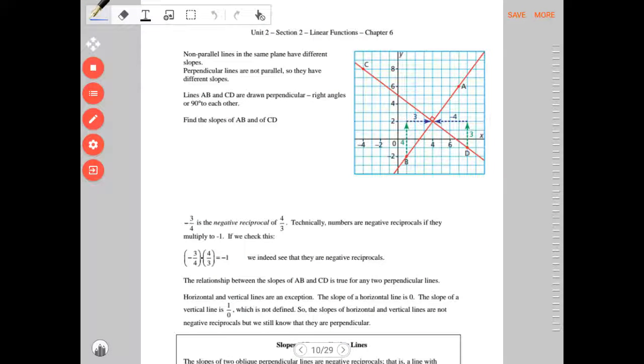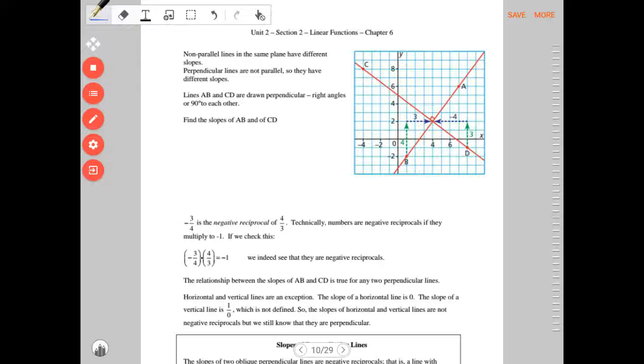Non-parallel lines in the same plane have different slopes. Perpendicular lines, of course, are not parallel, so they have different slopes. Lines AB and CD are drawn for us, so they are drawn perpendicular. Perpendicular means at right angles, or at 90 degrees to each other, and we symbolize that by that little square, which means that's a right angle. Now, if we find the slopes of AB and CD, we're going to see something interesting.